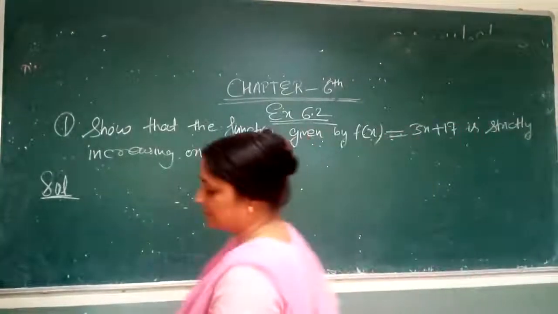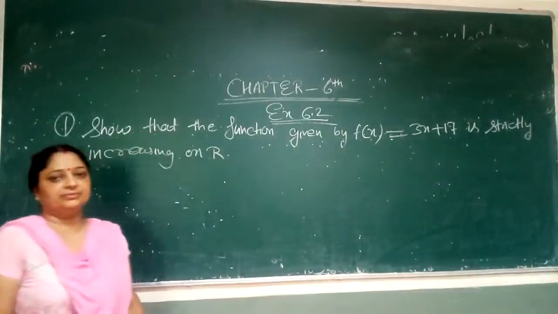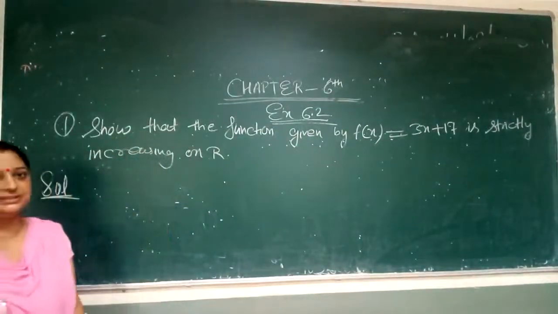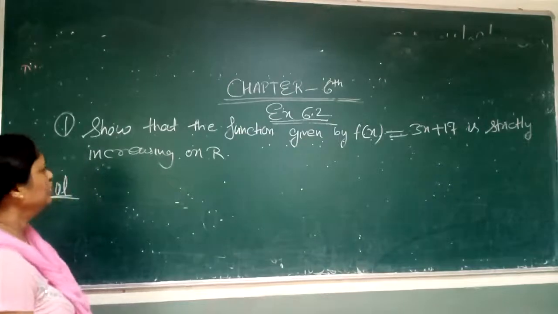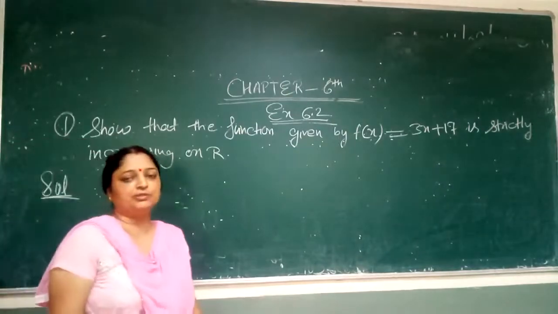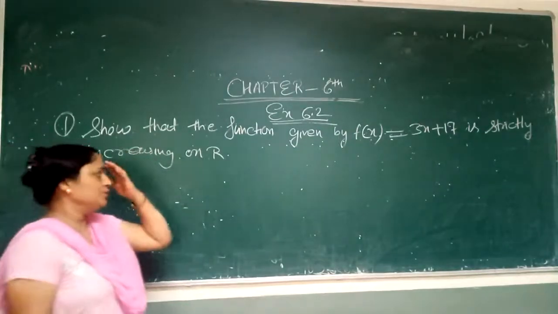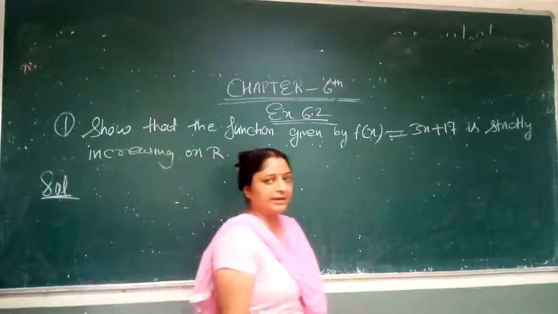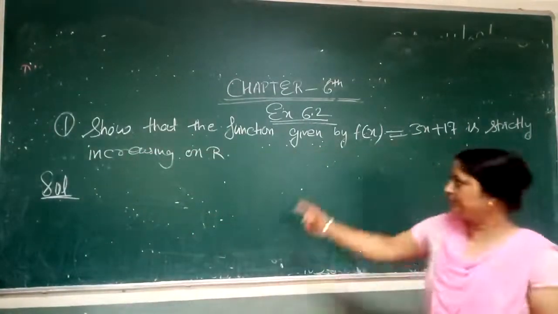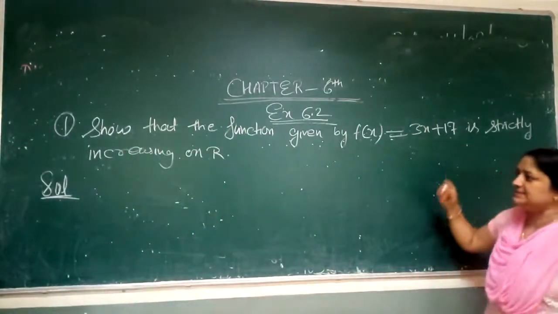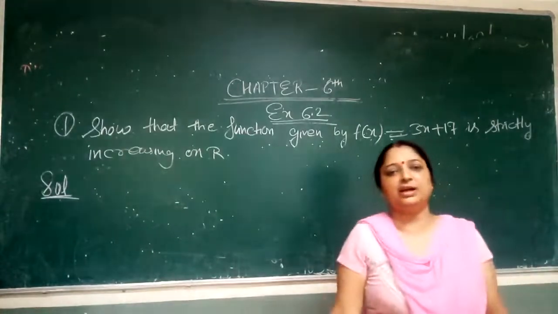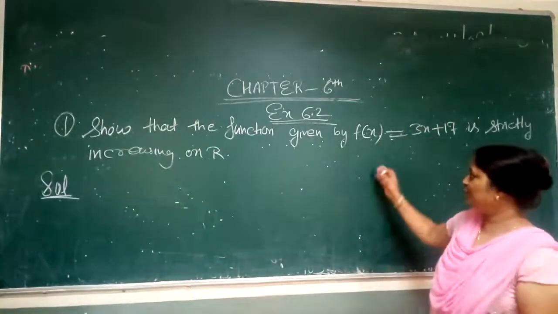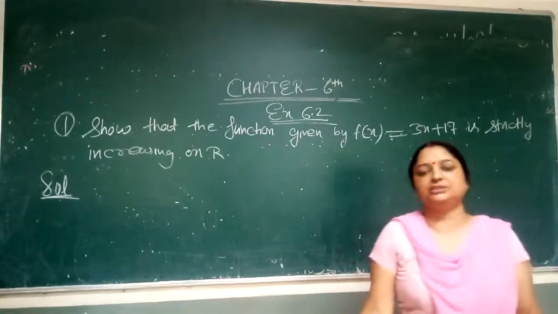Good morning, students. Today we will solve Chapter 6, Exercise 6.2. The first question from Exercise 6.2: show that the function given by f(x) = 3x + 17 is strictly increasing on R. This means we have to show that this function is strictly increasing on R.